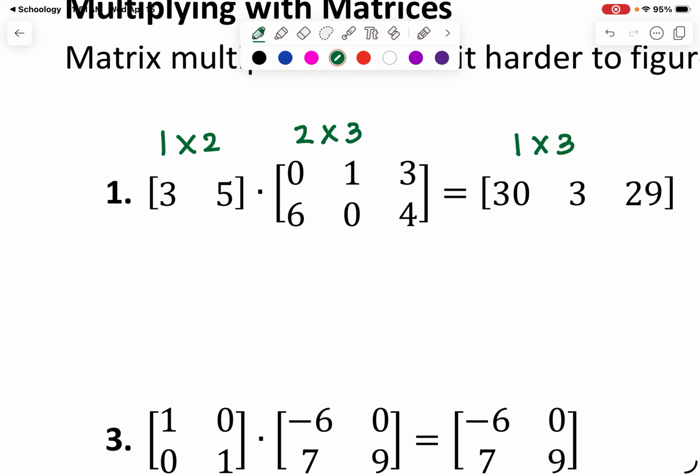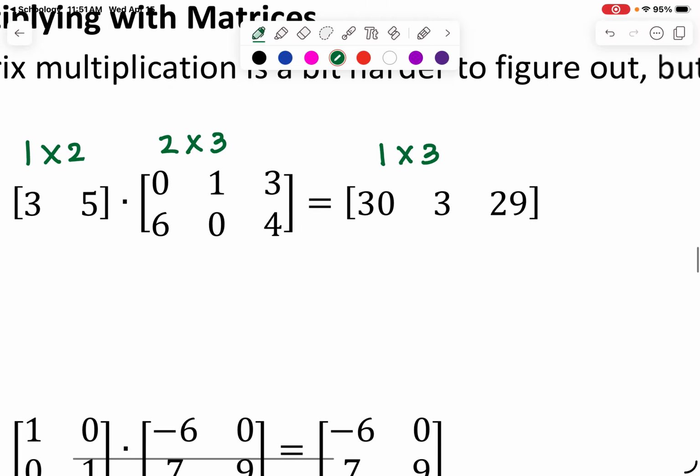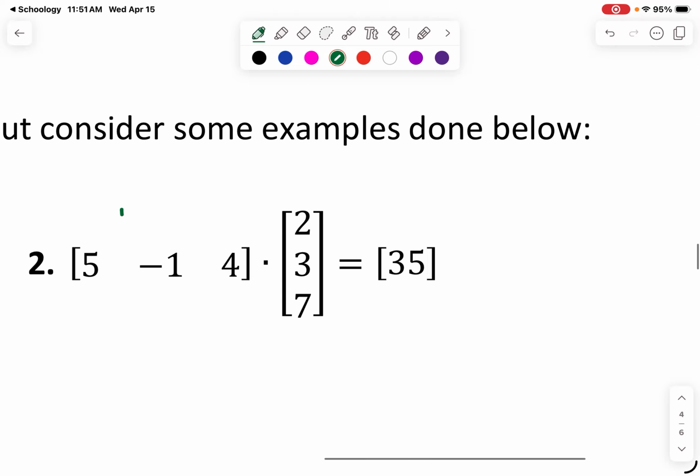But what helps us pick up things that we're seeing, right? Patterns is the word I was looking for there. More examples, right? So let's see another one. This one is a 1 by 3, and this is a 3 by 1, and the resulting is a 1 by 1.